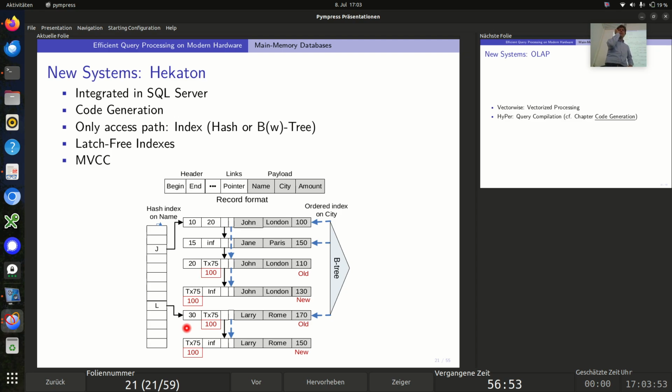Okay, here's an example of Microsoft Hekaton. As I said, it's integrated in SQL Server. And they have another kind of database index structure called the BW tree. Some mean people say it's just the buzzword tree, that's why it's called BW tree. It's not very good performing, but actually here it's a B tree and a hash table on the same data.